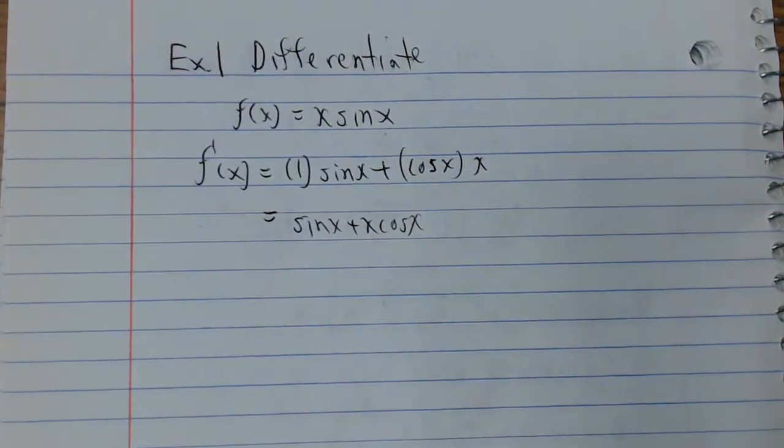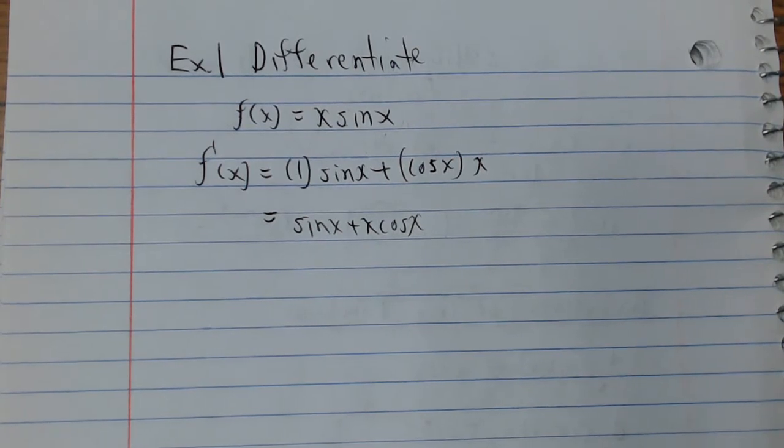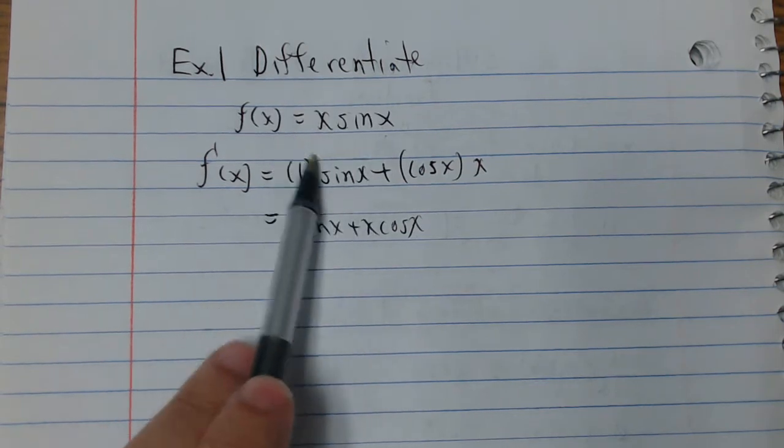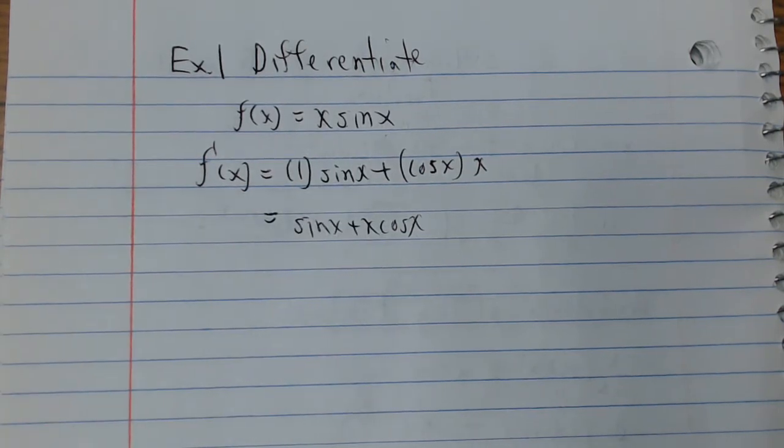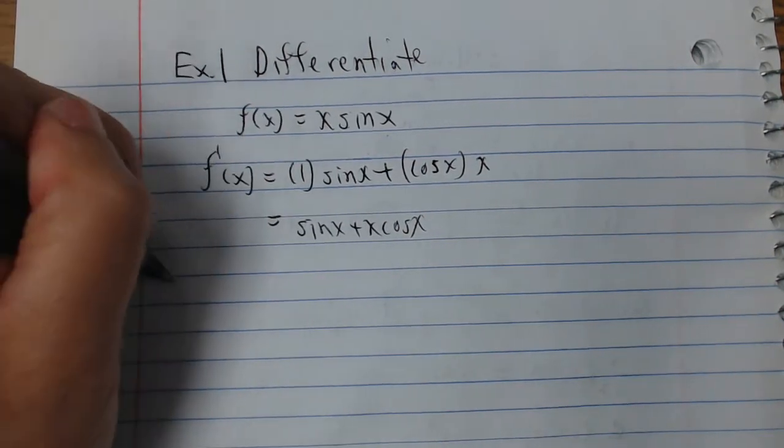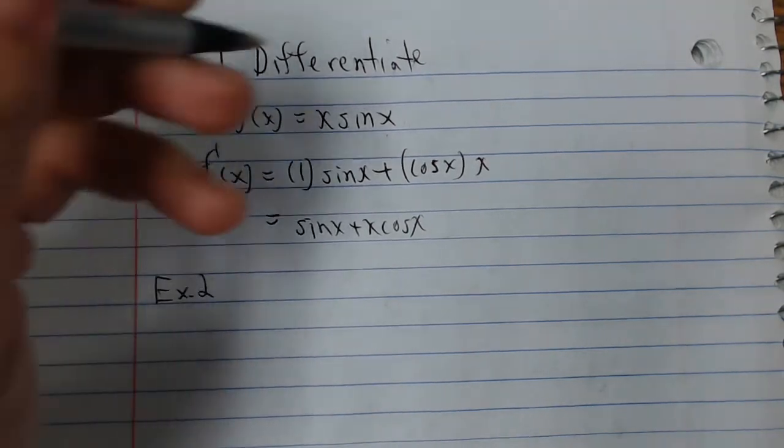Notice how, to differentiate this, I had to use the product rule, because the product rule was holding all of this together. Now, moving on to example 2.